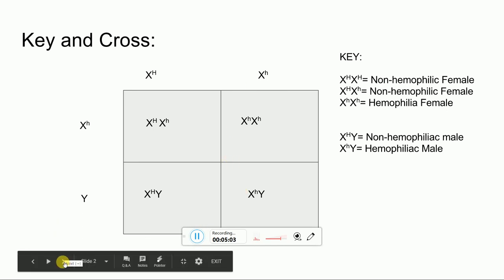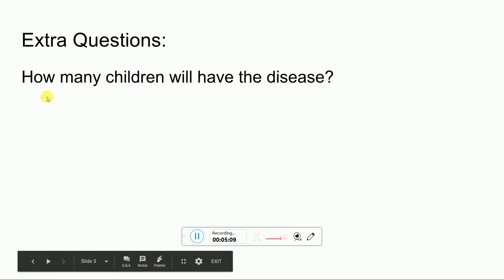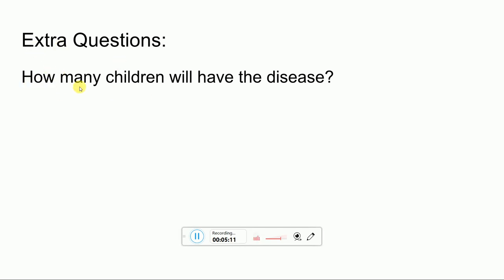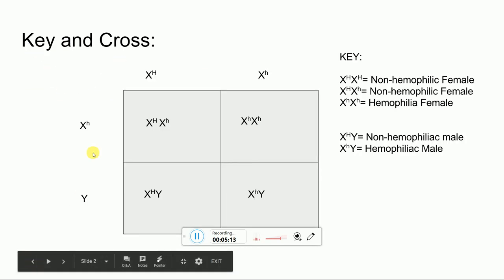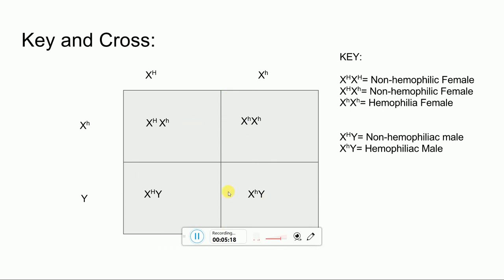There are several questions that can also be asked about percentages and fractions and stuff that you've seen on your worksheets. So here's an extra question for you. How many children will have the disease? In this particular cross, we're going to have 2 of our total offspring. So 2 out of 4, or 50%, will have hemophilia, so these 2 right here. And then 50% will not, while we will have 1 carrier.